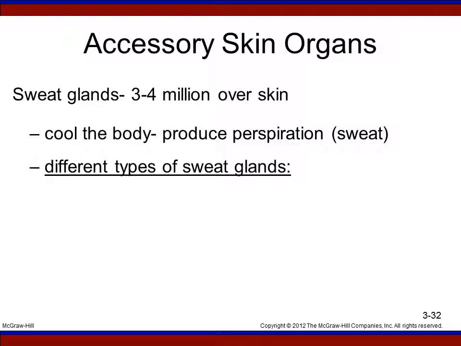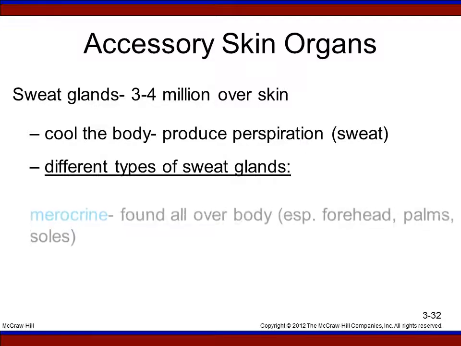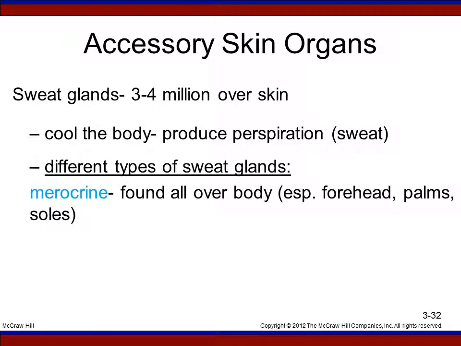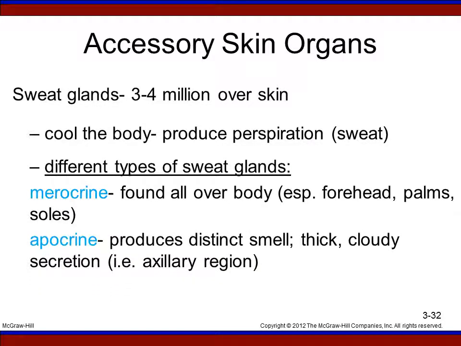We have millions of sweat glands all over the body. We've talked about them before. The main function of sweat is to cool the body. It allows us to perspire, but we have different types of sweat glands that you should be familiar with. Merocrine are the most common and found all over the body. Apocrine are sweat glands that produce more of a distinct smell, so we see them in the axillary region. Again, more thick, cloudier secretions versus the more clear type of secretion that you see from a typical sweat gland.